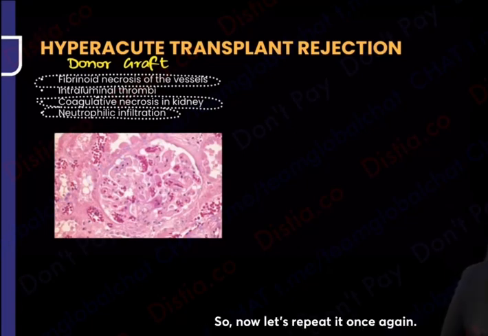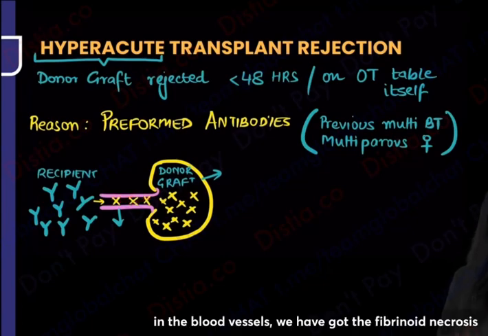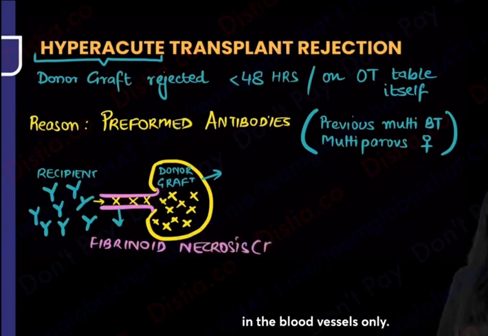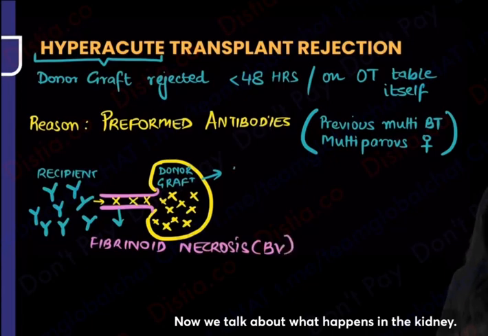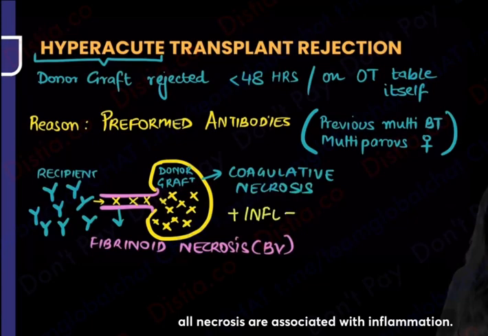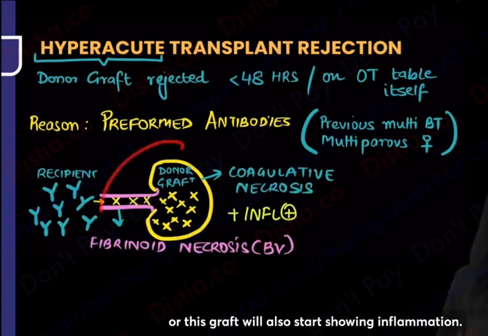So now let's repeat it once again. Because these antibodies have gone and attacked the kidney, in the blood vessels we have fibrinoid necrosis, because fibrinoid necrosis always happens in the blood vessels only. Now we talk about what happens in the kidney. Kidney is a solid organ, so a solid organ is going to have coagulative necrosis in the kidney, right? And now I know for a fact that all necrosis is associated with inflammation. So this graft will also start showing inflammation.